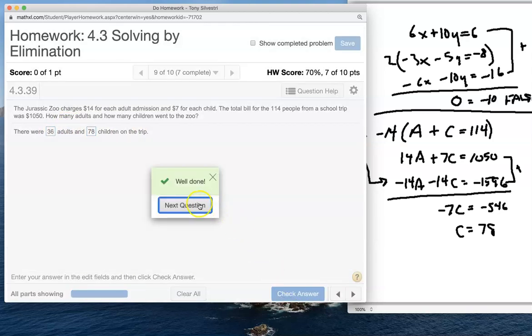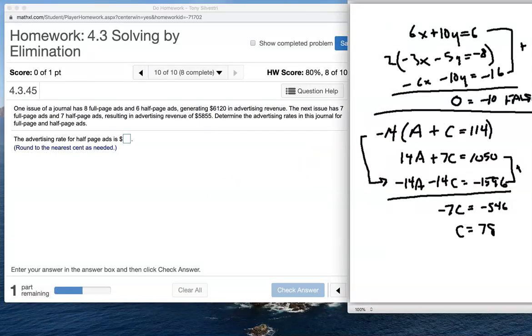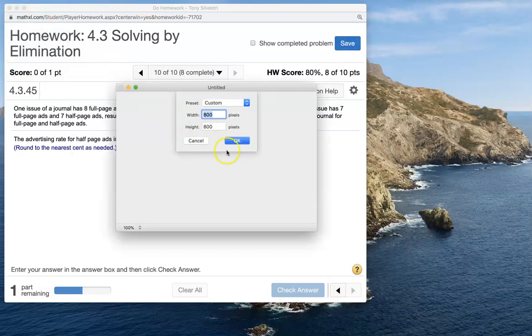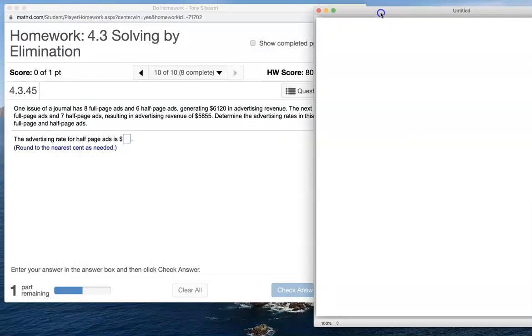Check your answer. Nice. Very nice. Last but not least is another word problem. They love those word problems. Let's see what happens here. File, new sheet of paper. And we're going to be done with this very, very soon.